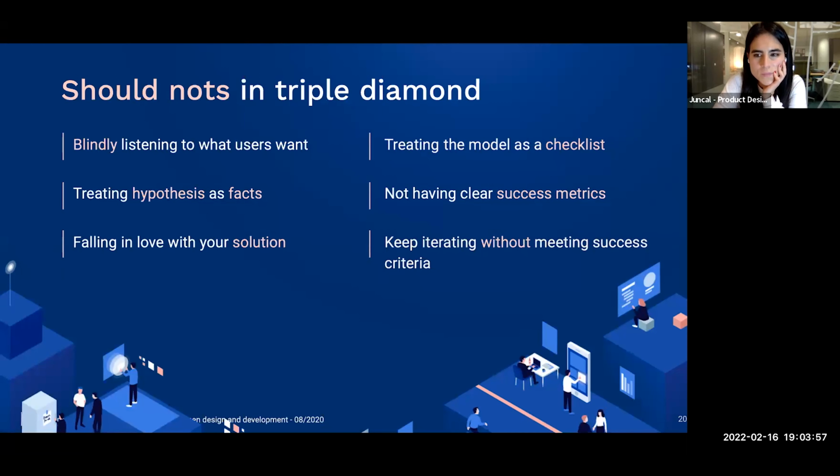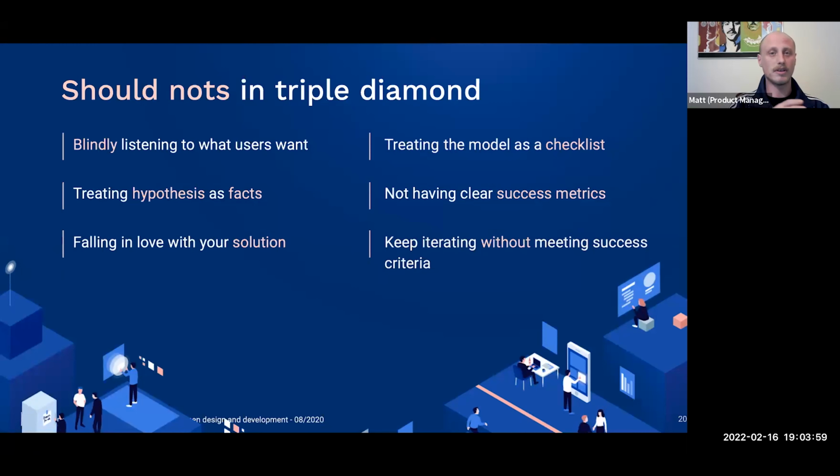and we had a few other problems. So we wanted to list the should-nots, or the problems and mistakes we made in that process. One thing was that we blindly listened to what users wanted and focused a lot on the output versus the outcome. We didn't ask why they need it, what's going to change in their life, what's the context of the need.